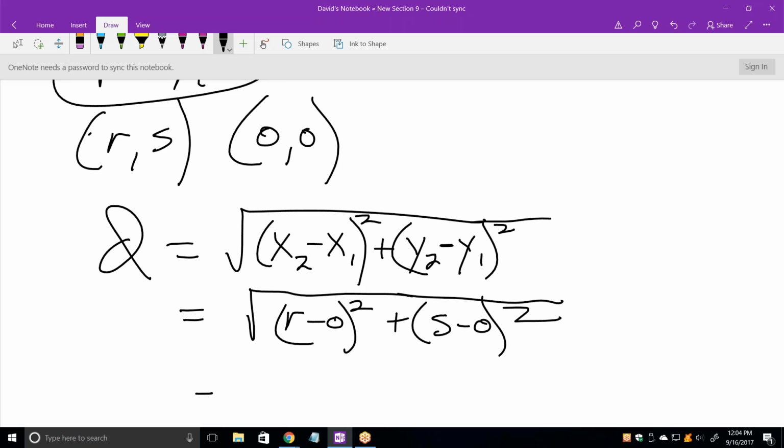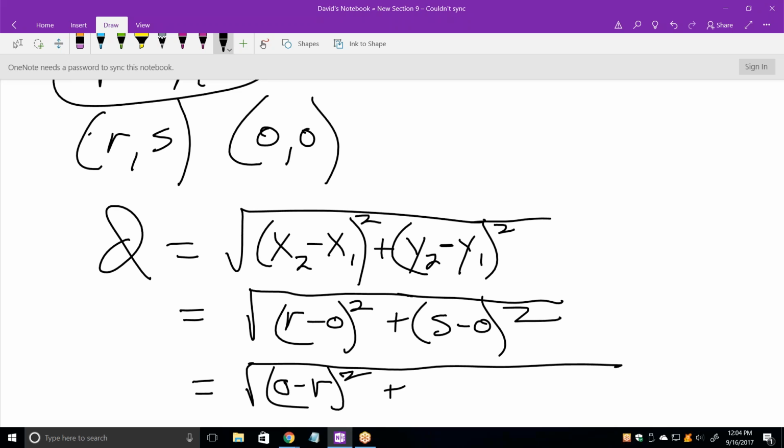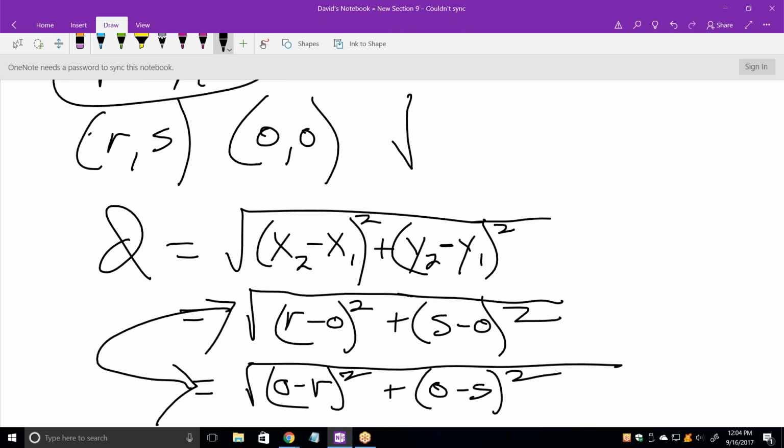And then I'm going to do it forwards. In other words, this time I'm going to do it exactly as the distance formula says, which is 0 minus r squared plus 0 minus s squared. Notice these two things are the same. In either case, you get the square root of r squared plus s squared. That's your answer. D equals the square root of r squared plus s squared.